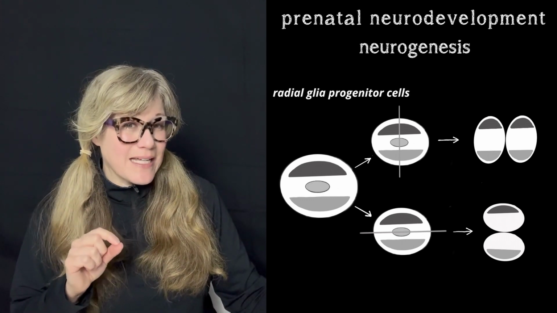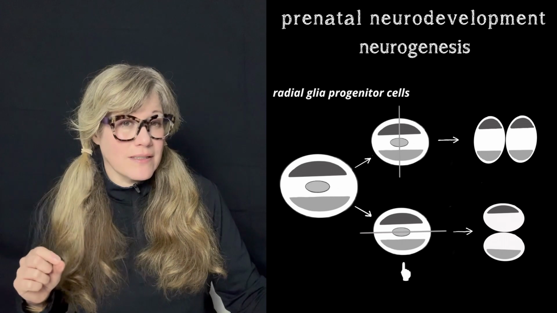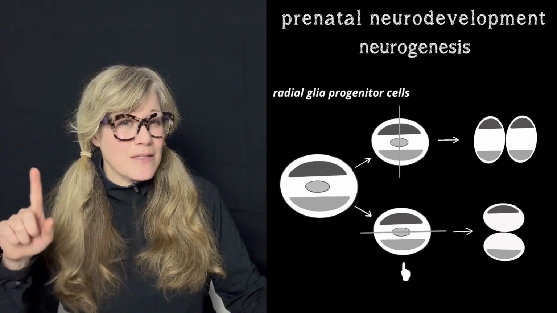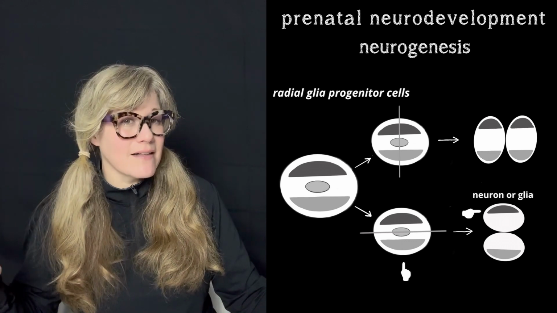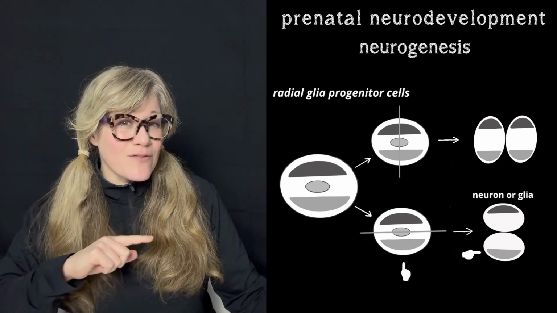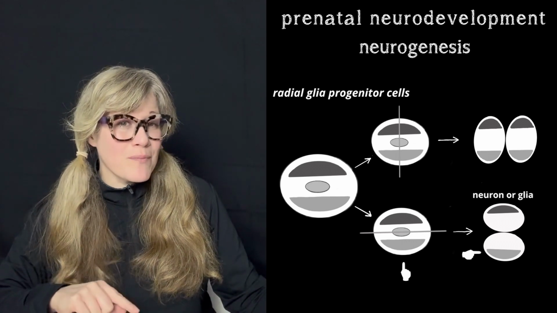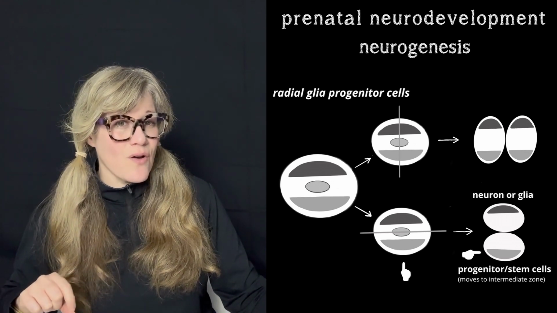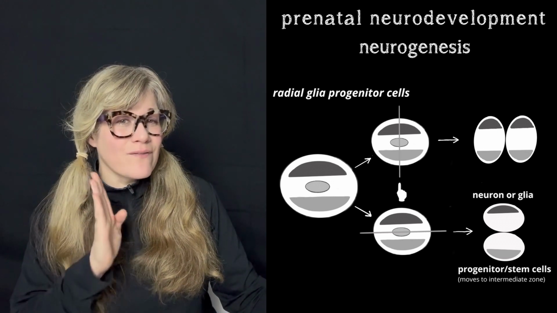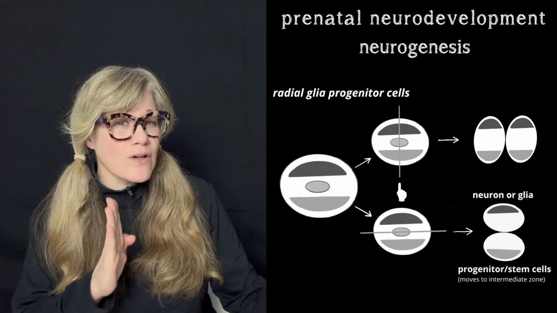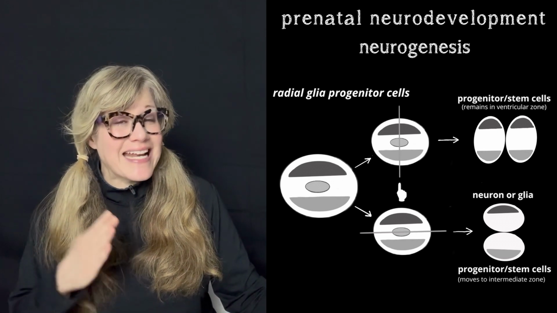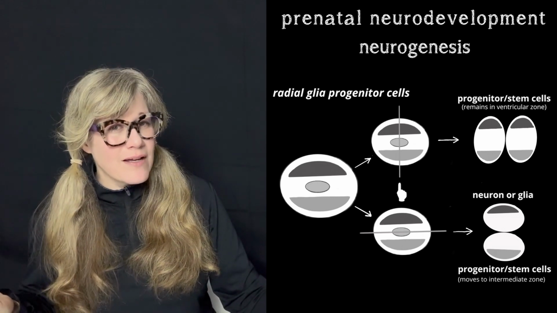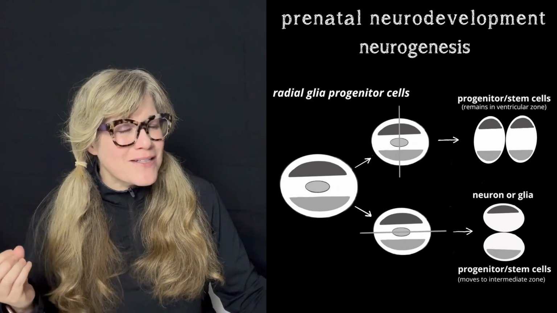If the radial glia progenitor cells divide horizontally, the daughter cell that is facing the peel surface side will go on to differentiate into a neuron or glia cell. The daughter cell facing the ventricular surface will remain a progenitor cell in the intermediate zone. The cells that divide vertically, both of those daughter cells will remain as radial glia progenitor cells and divide again in the ventricular zone. But how does the cell know the difference?